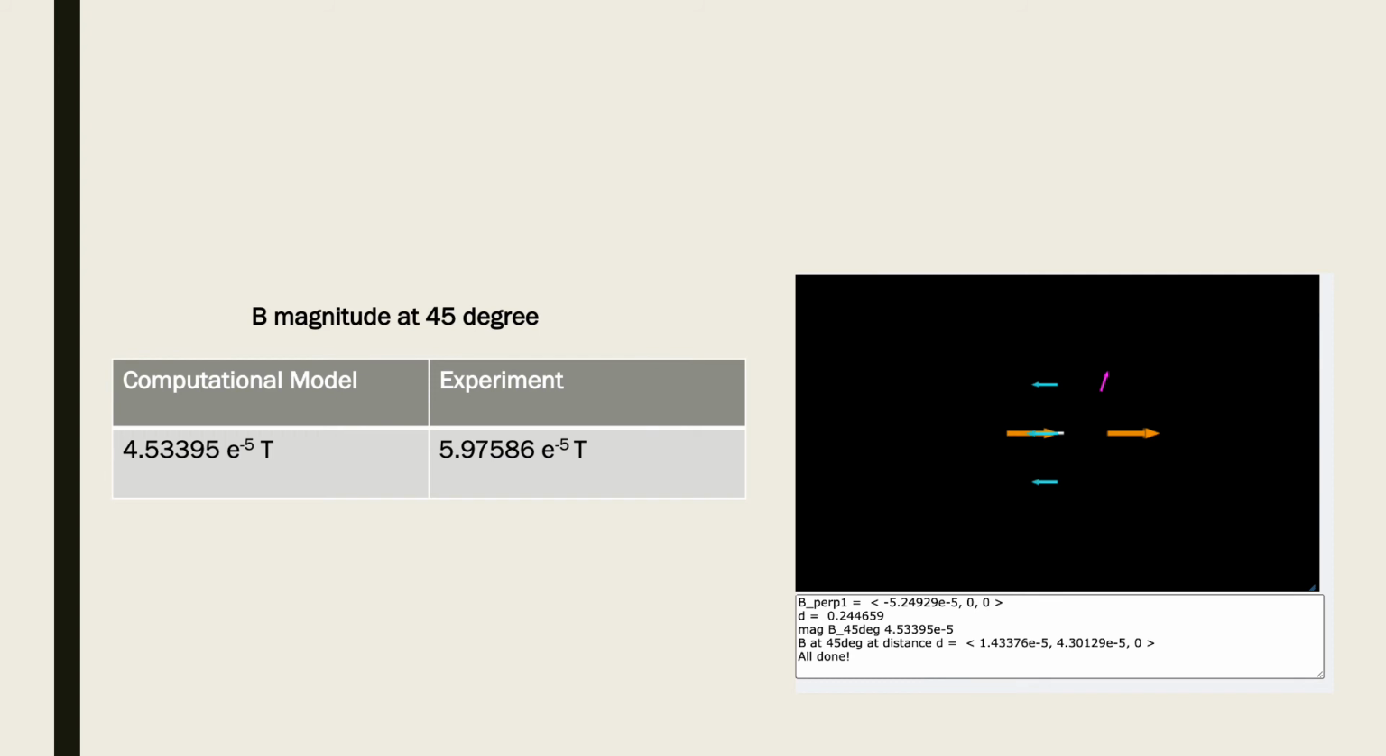For the magnetic field magnitude at 45 degrees, which is represented by the purple arrow, we have two different answers for the computational model and the experiment, which can be explained by interferences in the experiment because there wasn't only the magnetic field of the bar magnet. The orange arrow represents the parallel magnetic field, and the blue one the perpendicular one.